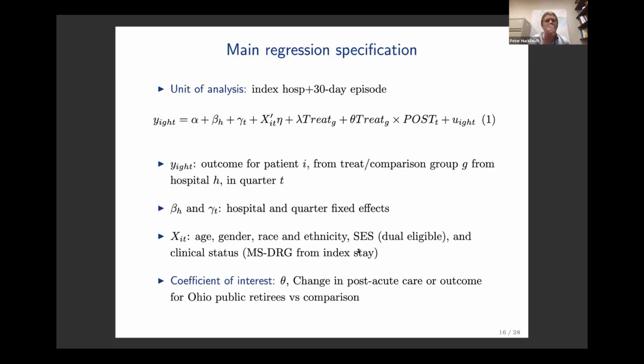So our main regression specification is a pretty standard diff-in-diff. We look at outcomes for patient i from the treatment or comparison group, from a hospital, in each quarter. We include hospital and quarter fixed effects. Our controls include age, gender, race, ethnicity, and Medicaid enrollment, and also the DRG from the index stay. And then our main coefficient of interest is the relative change in post-acute care or a post-discharge outcome for public retirees versus the comparison group.